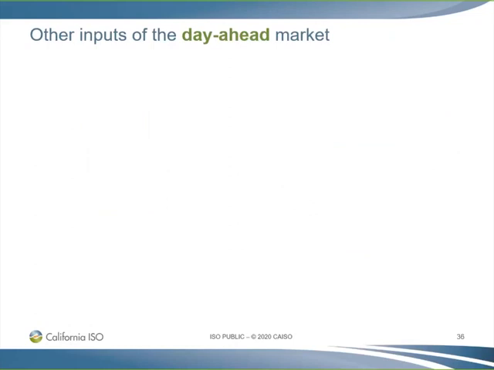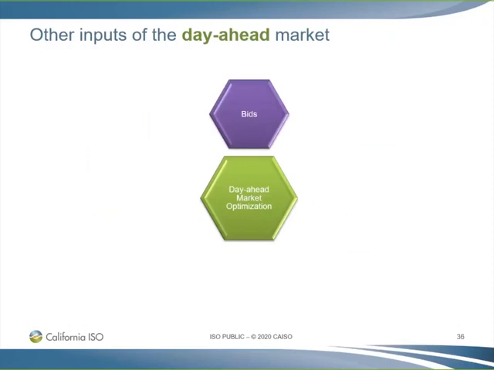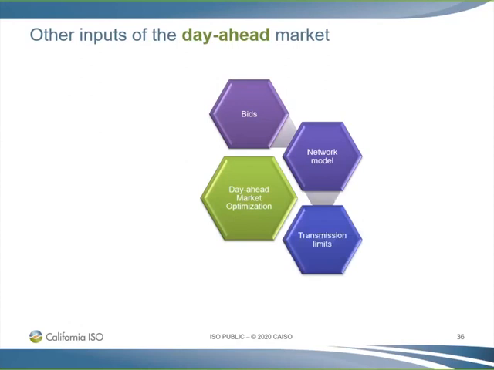Other inputs into the day-ahead market are listed on this slide here when we take a look at the optimization. So we have the bids coming in from the market. The network model is like a map of the transmission system, the load and the generation. It's like a road map of the system. This provides the market with all of the options for flowing the supply to meet the demand. Transmission limits let the market know how many megawatts of supply can flow on each transmission line.